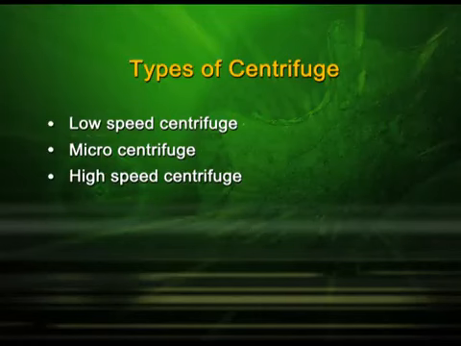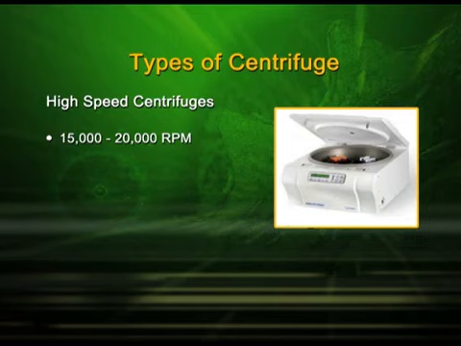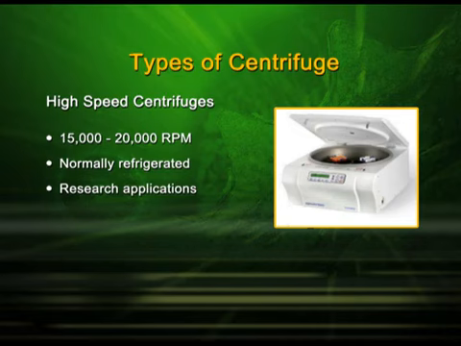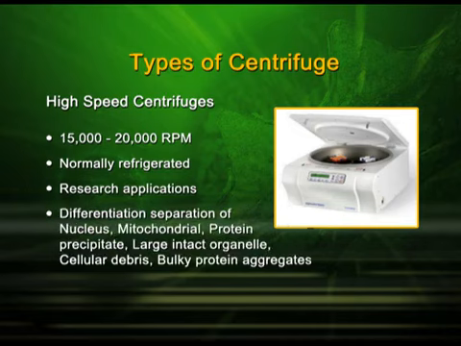The third type of centrifuge is the high speed centrifuge, which has an RPM of around 15,000 to 20,000, and it is normally refrigerated, and it is used for research applications, and it is also used for the separation of mitochondria, protein precipitates, microsomes and other bulky protein aggregates.